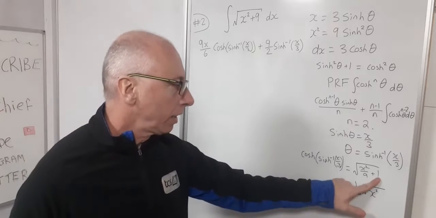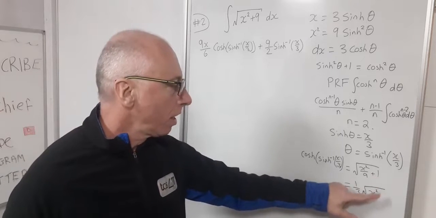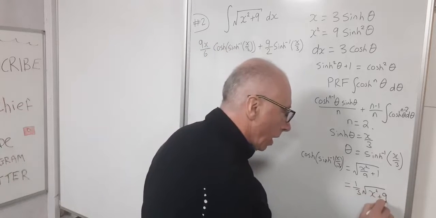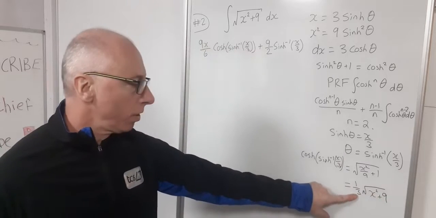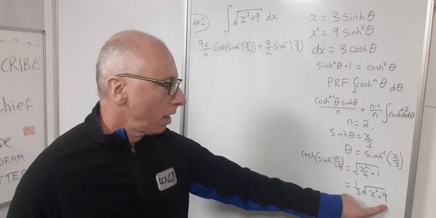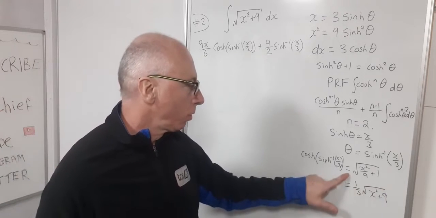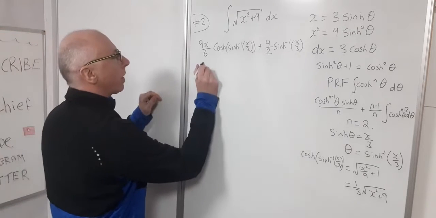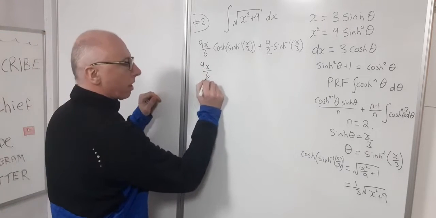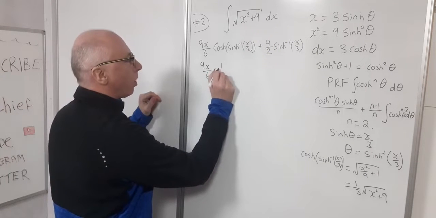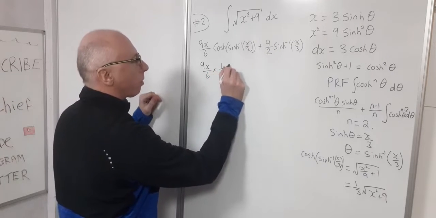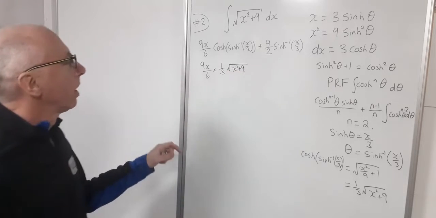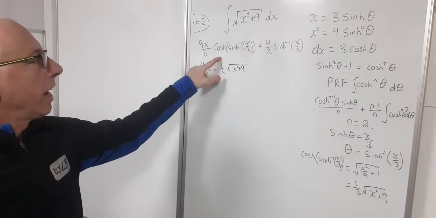And now to get the equivalent version of this, I need to put a plus 9 in there. If I multiply plus 9 by the square root of 1/3 squared, I'm going to get 1. So that will give me that, and that's what I can plug in for this. So now I've got 9x over 6 times 1/3 of the square root of x squared plus 9. That takes care of all of that.